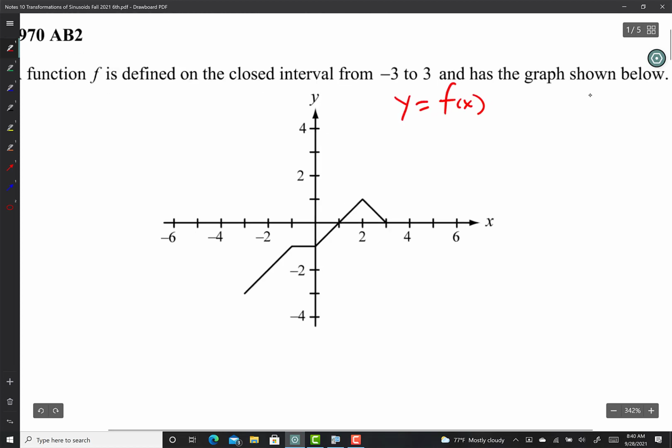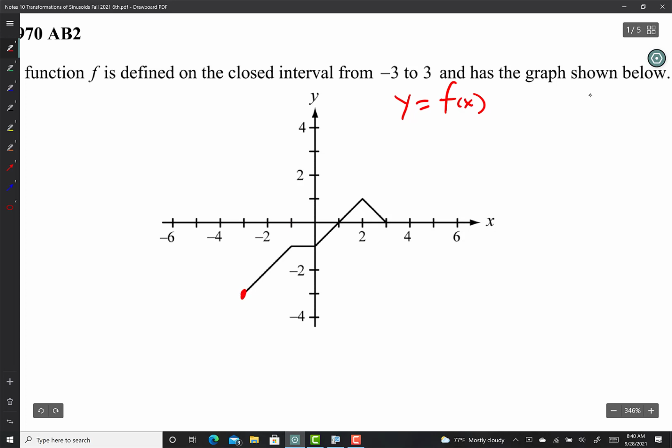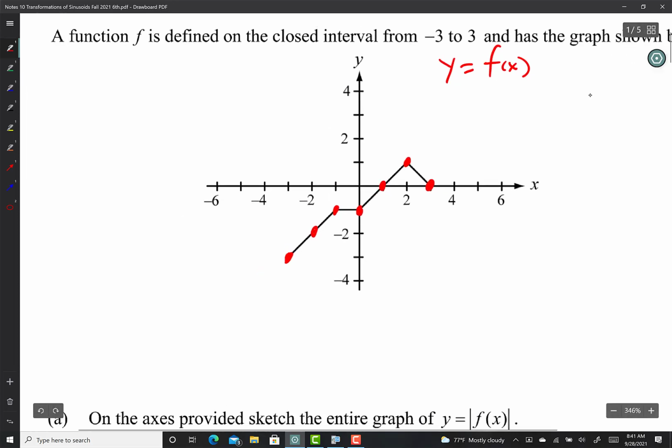And these are the coordinates that I'm taking. -3, -3. -2, -2. -1, -1. 0, -1. 1, 0. 2, 1. 3, 0. Do you guys see those coordinates? Okay, I'm going to make a table right here. X, f of x. And I'm going to go from -3 to 3.